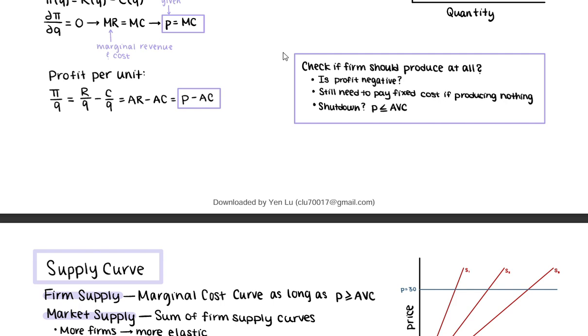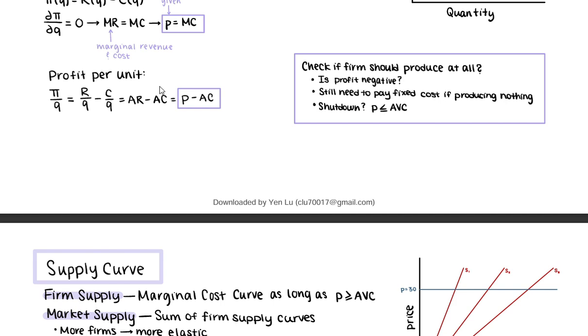Okay, so is the profit negative? Not necessarily. In the short run it can be negative, positive, or zero. But in the long run, it's zero. We will talk about that later. You still need to pay fixed costs if producing nothing.